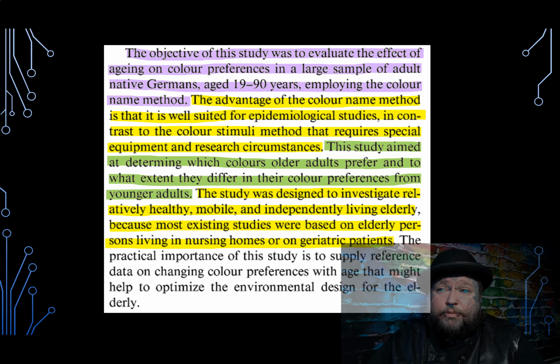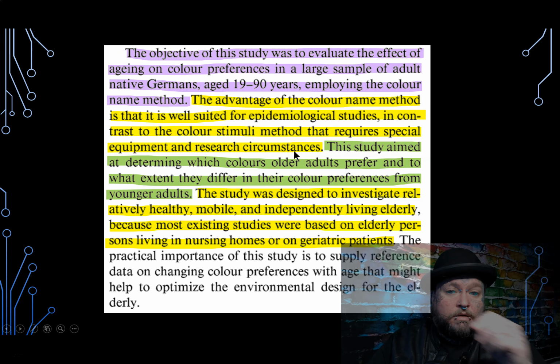And since color preference is not such a common everyday kind of measurement, they want to back up where that is coming from and why they're using that. They also expand here, saying that the advantage of the color name method is that it is well suited for epidemiological studies. I know I said that wrong. In contrast to the color stimuli method that requires special equipment and research circumstances. So that's an important thing.